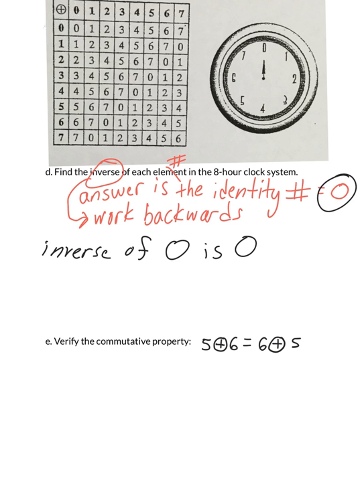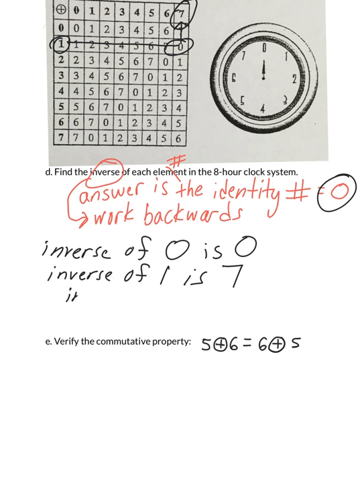Let's try another one. 2 steps. Now we're going to do the inverse of 1. So remember, you look up from the rows on the left-hand side what you want the inverse of. You move your hand to the right until you land on 0. Then step 2, once you land on 0, you look straight up to the top, and the column heading is 7. So the inverse of 1 is 7, because 1 plus 7 equals 0, equals the identity number.